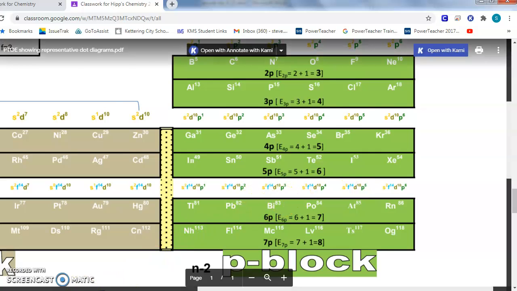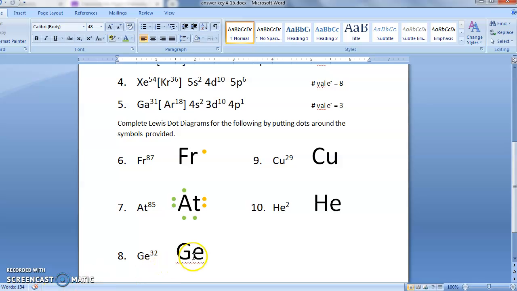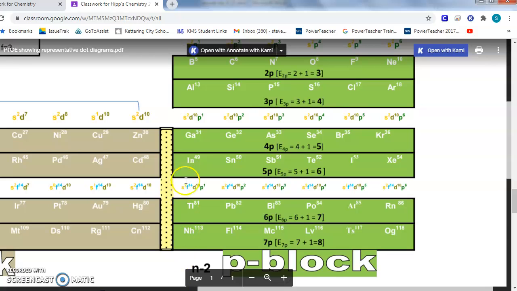All right, what's our next one that we are supposed to do? Germanium, number 32. Let's find it on the periodic table of elements. Here's germanium right here.